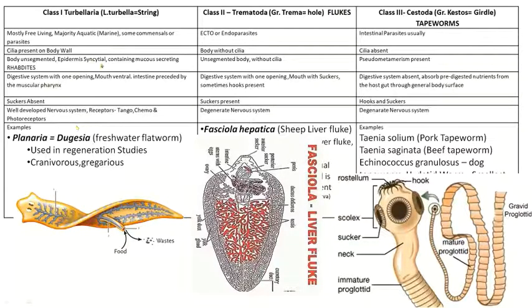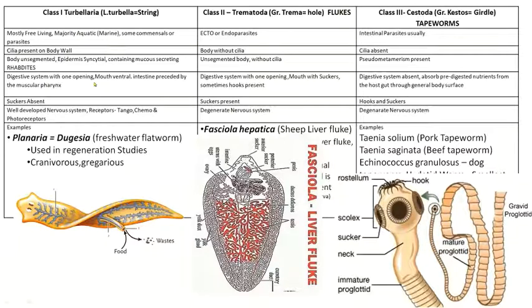The epidermis is multinucleated, containing mucus secreting rhabdites. Now these rhabdites are very important. Rhabdites are found only in class Turbellaria, and they secrete mucus which can be used for protection. The body in Trematoda is unsegmented and cilia is also absent. In Cestoda cilia is absent, but the body shows pseudometameric segmentation. It is not true metameric segmentation.